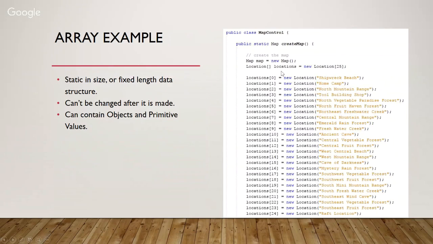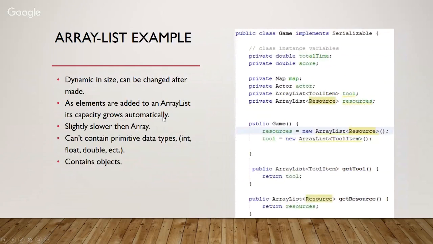So when we set this location 25 here, we have 25 locations, and this is fixed. This is a fixed length. After this is made, we can't go in code later and add or take away locations. It's fixed. Another thing to recognize here is it can contain objects and primitive values. So we'll see here the differences with the ArrayList.